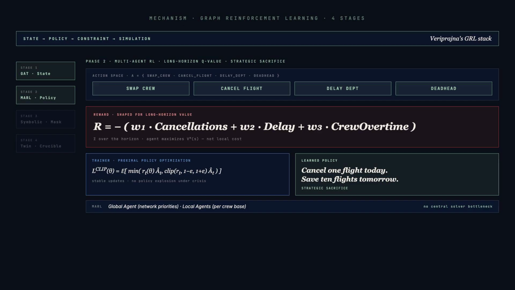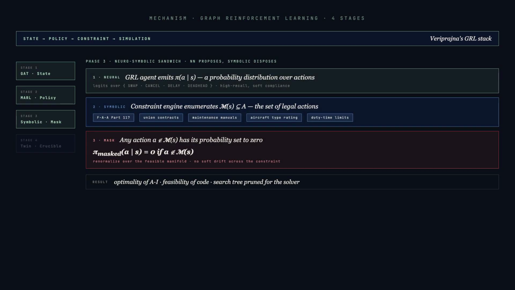Stage 2. A multi-agent reinforcement learning policy. The action space is operational. Swap crew, cancel flight, delay departure, deadhead. The reward function is shaped by business goals. Cancellations, delay, and crew overtime are all penalized. Trained with proximal policy optimization across millions of synthetic crises, the agent maximizes long-horizon value, not local efficiency. It learns strategic sacrifice: cancel a flight today to save 10 flights tomorrow.